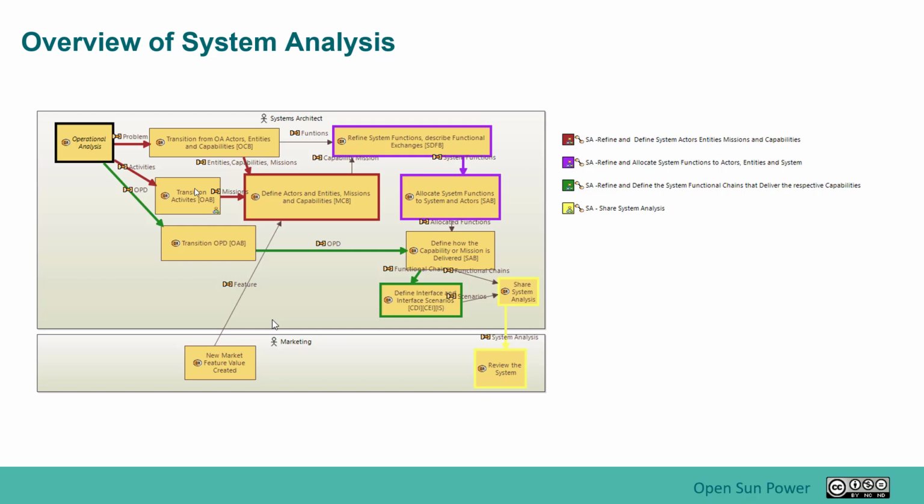And then in the green flow here, we're going to refine and define the system functional chains so that they're now being delivered by the system capabilities. Those functional chains start from the operational ones and now become the system functional chains. And then finally, we can start sharing the analysis with others and let people review that analysis.